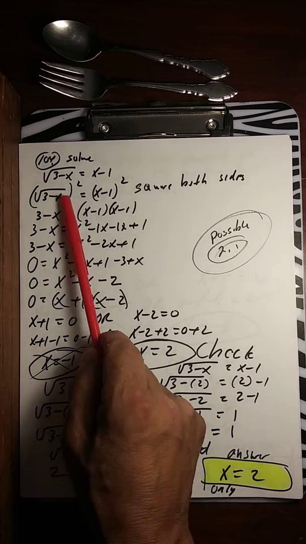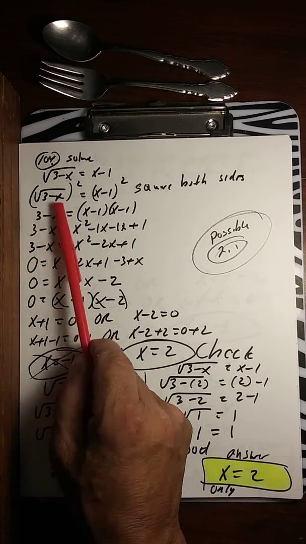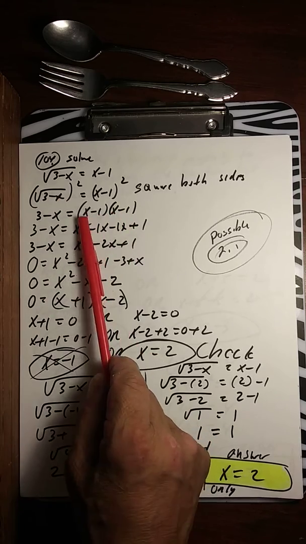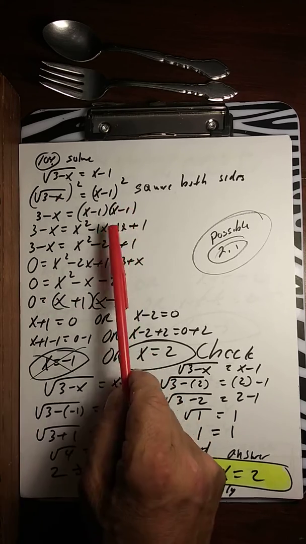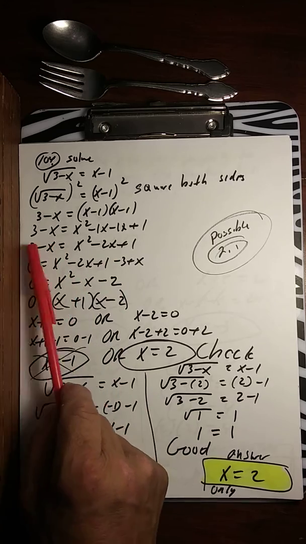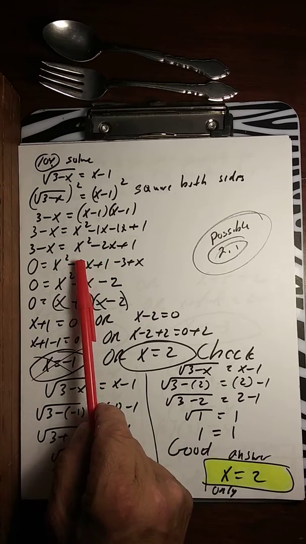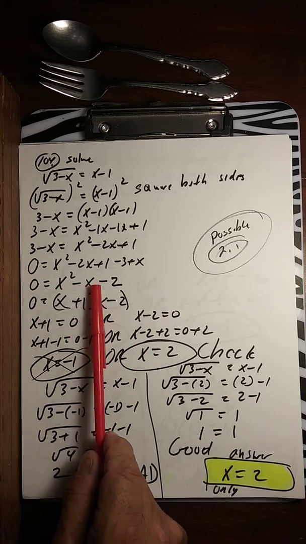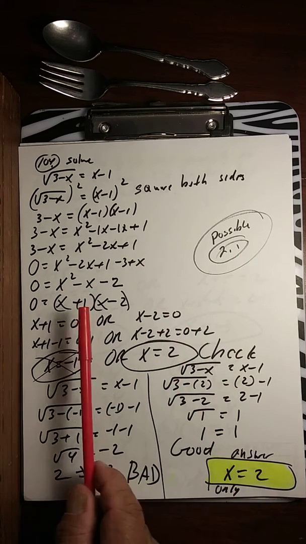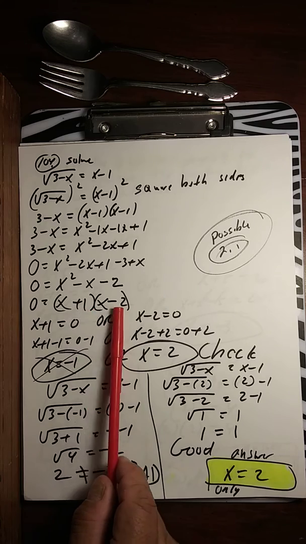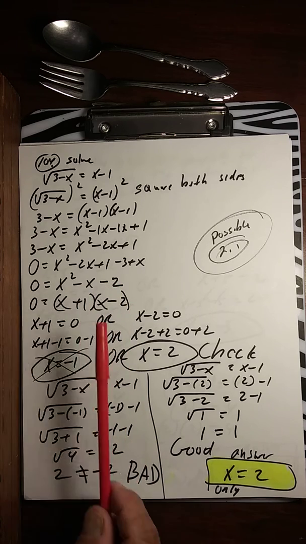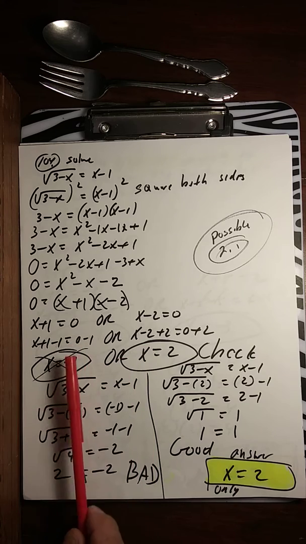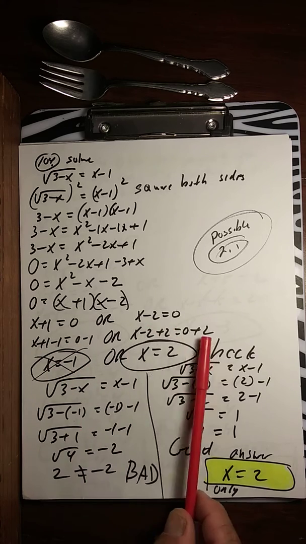Another one. Square both sides first. This is just going to be 3 minus x. Square root is gone. For this, x minus 1 times x minus 1 gives x squared minus 2x plus 1. Bring all this stuff over: x squared minus 2x plus 1 minus 3 plus x. So x squared minus x minus 2. So we have 2 and 1, so that times that is -2, and that's going to be that. So x plus 1 is 0, x minus 2 equals 0. So minus 1, x equals -1, and add 2, x equals 2.